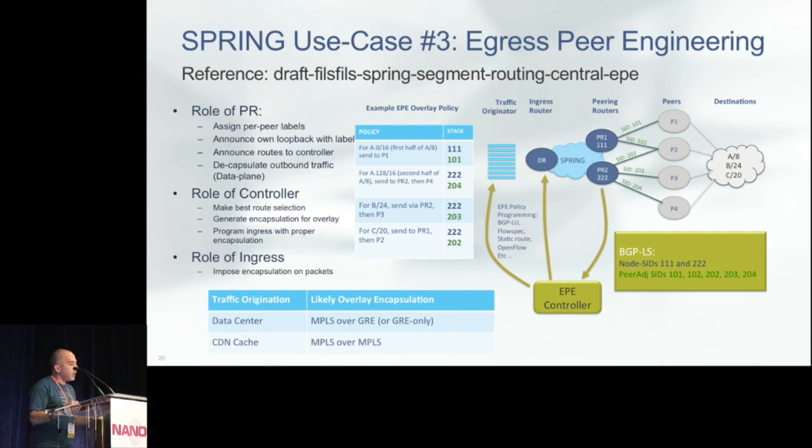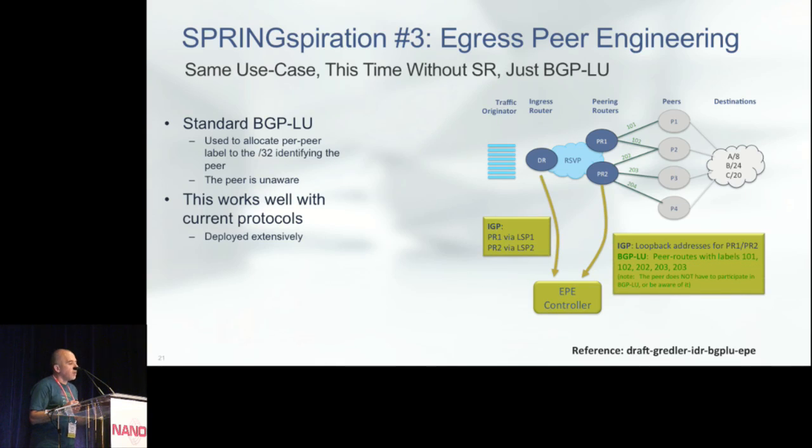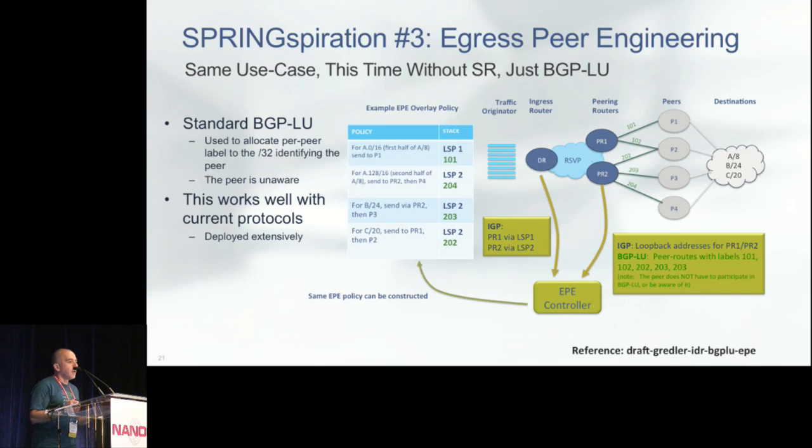Same thing can be done and has been done with BGP labeled unicast. The same concept remains, just the protocol changes. BGP labeled unicast, along with an IGP perhaps, is used to announce these unique labels pointing to peers, and the controller basically gets the same amount of information that allows it to impose the same type of policy on the ingress of the traffic, except this time the policy looks a little different. Instead of a node segment on the top, you'll have an LSP label.